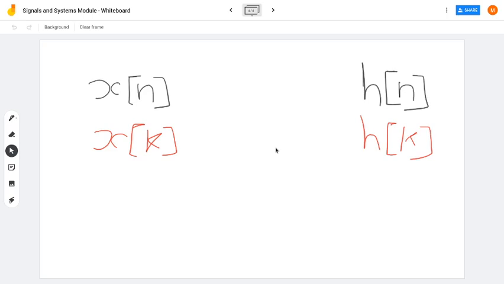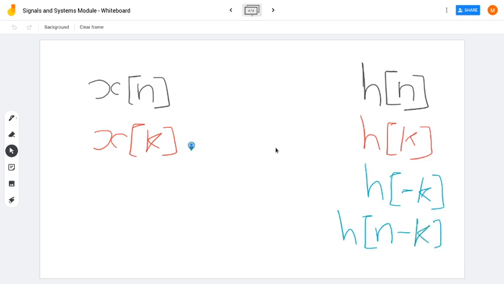The second step, we will choose one of these two signals to keep as is, and the other one we will mirror, then shift. So I will choose to keep x of k as is, and h will first be h of minus k, so we do a mirror, then shift by n, so h of n minus k. And then we can multiply x of k times h of n minus k under the summation, and this will give us the convolution sum.